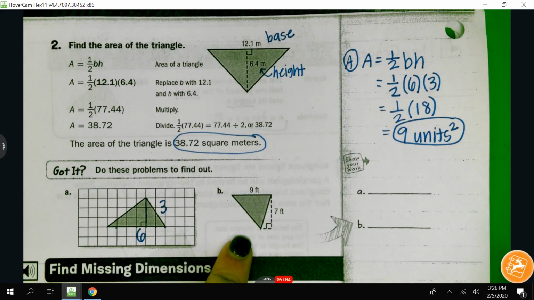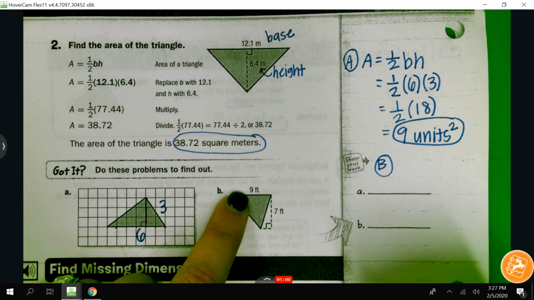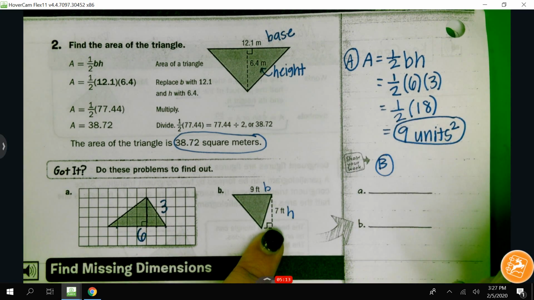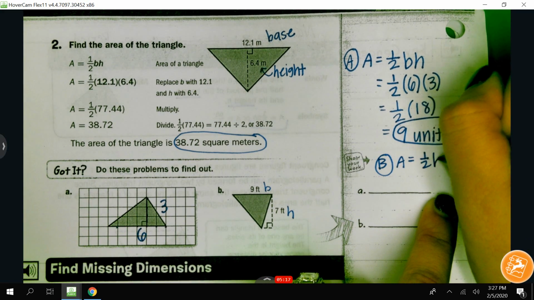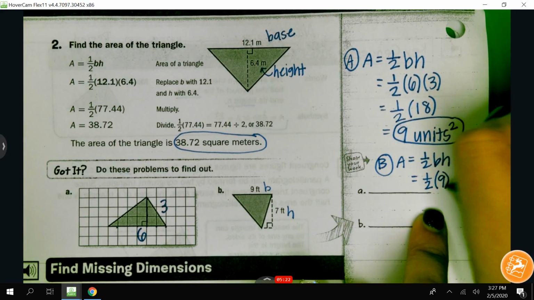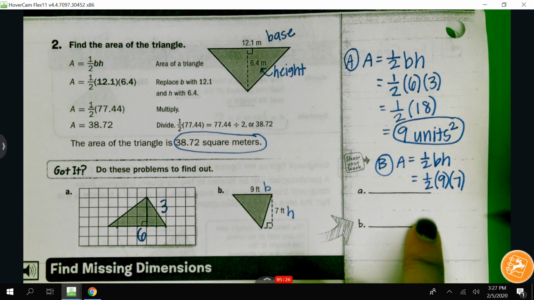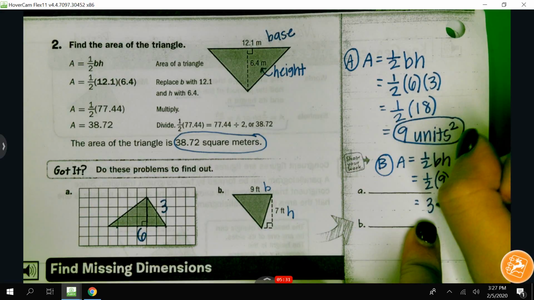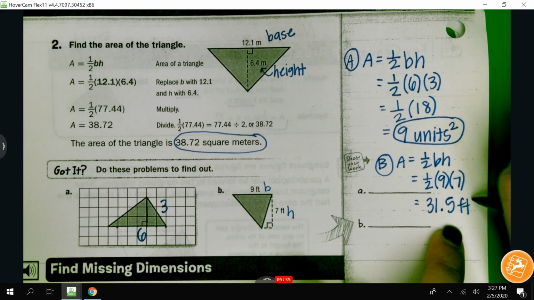Example B. Running out of room here. My base in this case is 9, so that's your B. 7 is your height. So you're plugging that into area, which equals 1/2 base times height. 1/2 times base, my base is 9. My height is 7. So then 1/2 times 9 times 7 is 31.5 square feet.